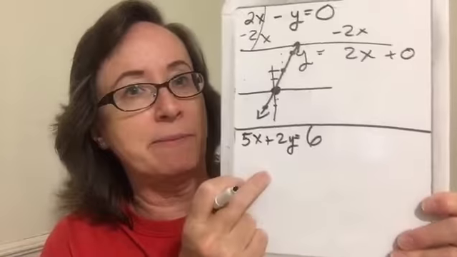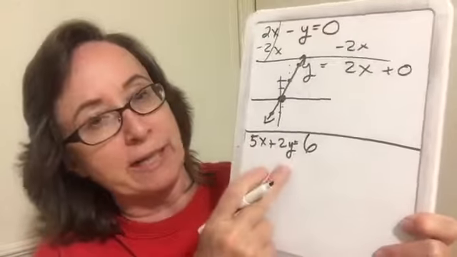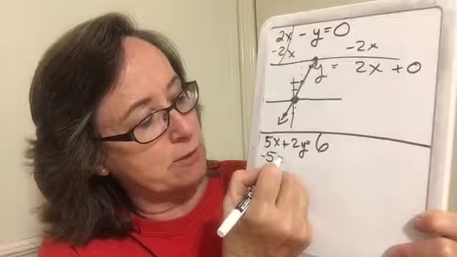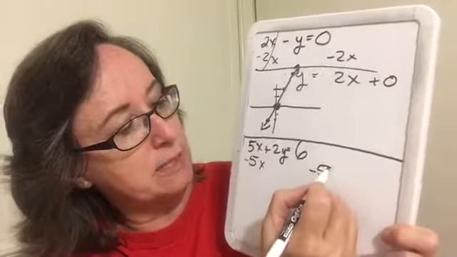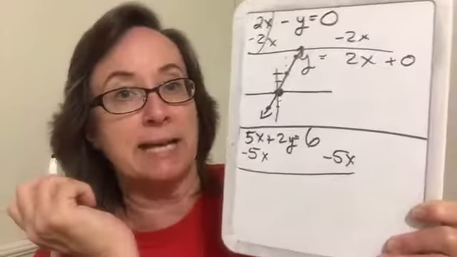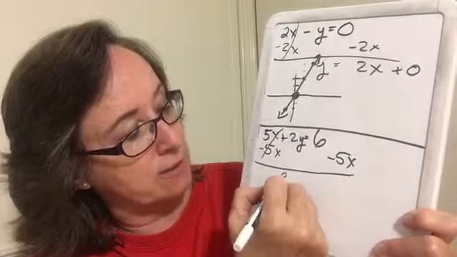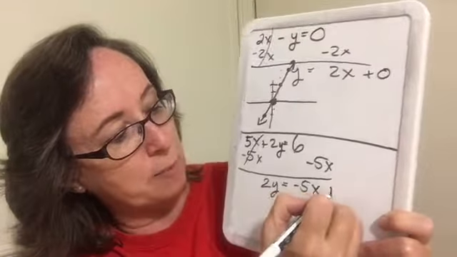Let's go ahead and do the same thing with this one. Let's get it in slope-intercept form. So we've already got a 2y. We want to get rid of the 5x because our slope-intercept form just has y on the left. So we subtract a 5x from both sides. And this is going to go away. It just cancels. 2y is negative 5x plus 6.